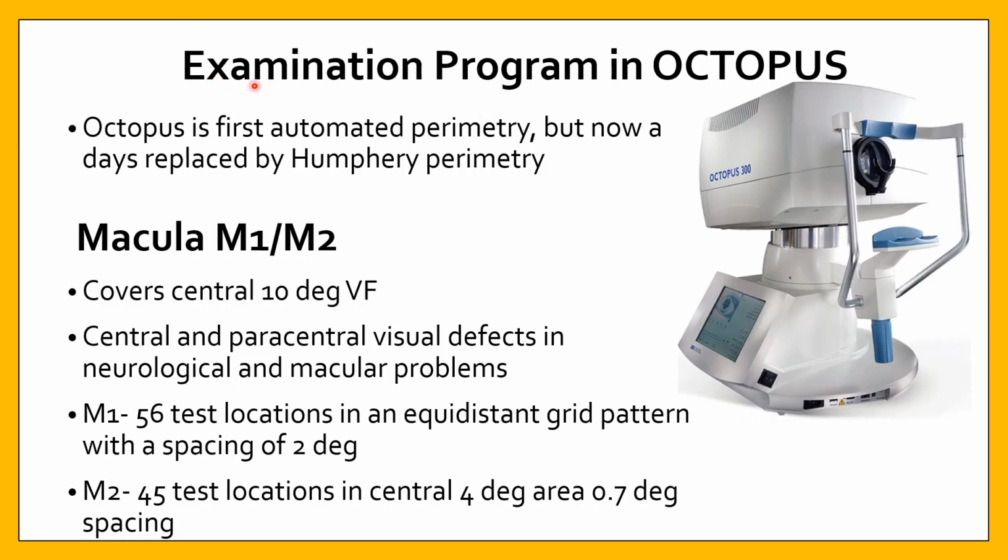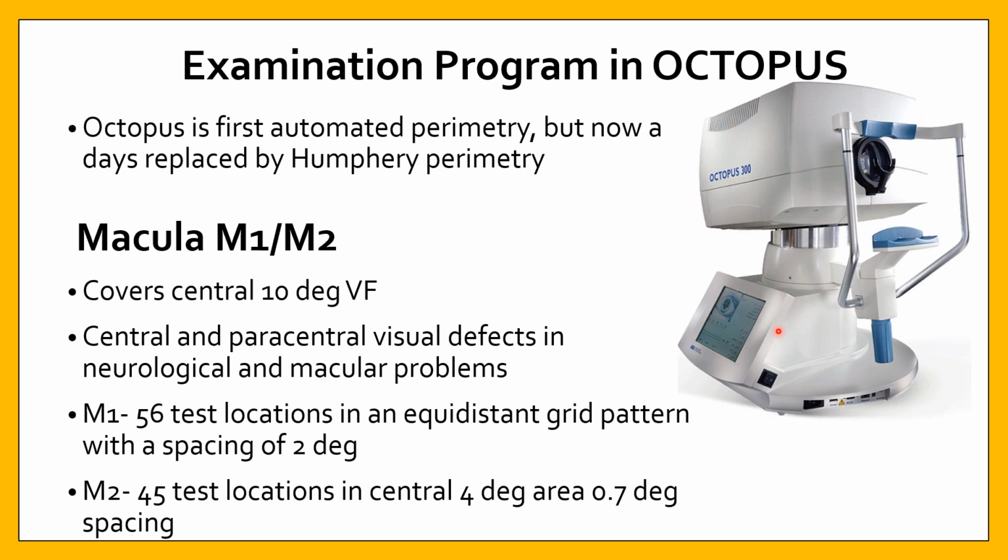And another one is the examination program in the Octopus. It is no more in use nowadays and has been replaced by the Humphrey perimetry, but it is considered to be the first automated perimetry. It has different kinds of models, and among them are the Octopus 300 and the Octopus 700, and so on.